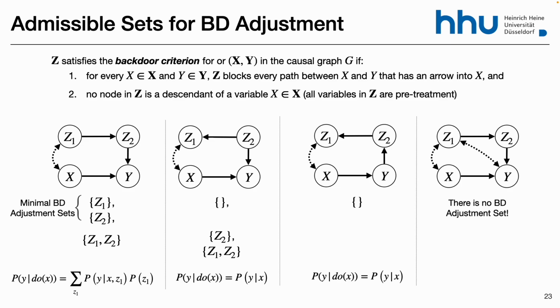Z1 is a collider in this case. So Z1 is open: if I condition on Z1, we open this path because we are opening this collider. And if I condition on Z2, which is a descendant of this collider, we are still opening this first path. Okay, so the ones that have the minimal number of variables are called minimal backdoor adjustment sets. I guess no questions up to this point, right?